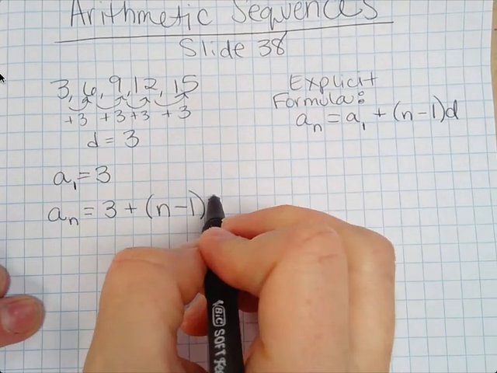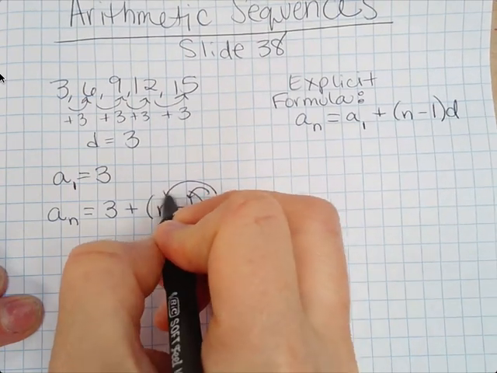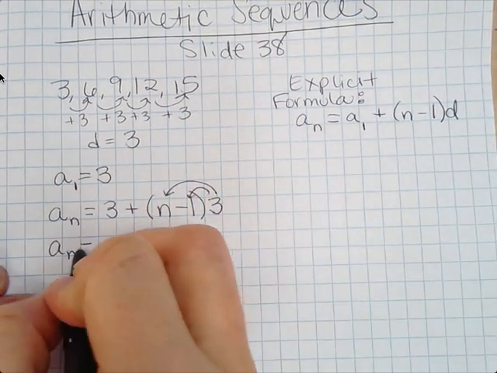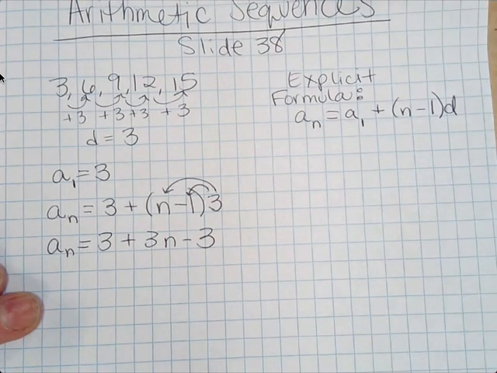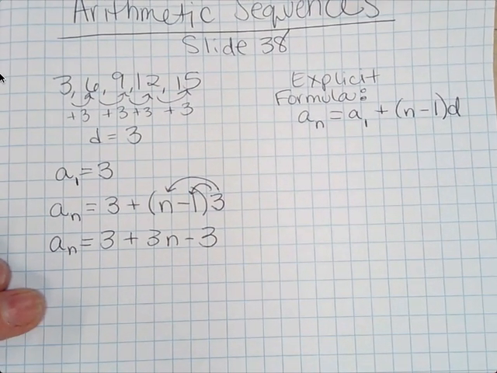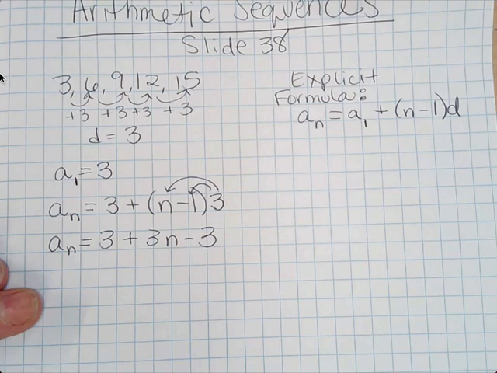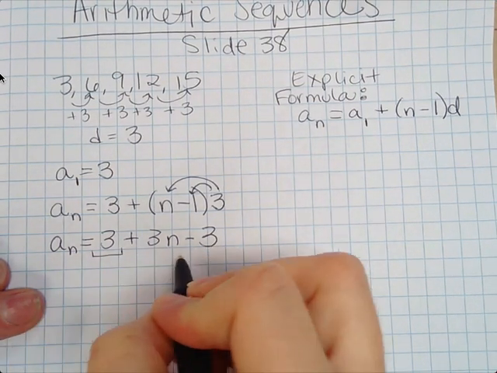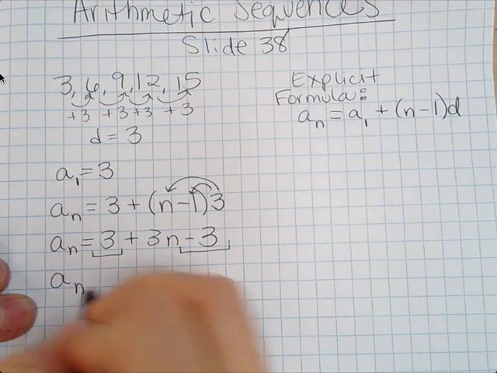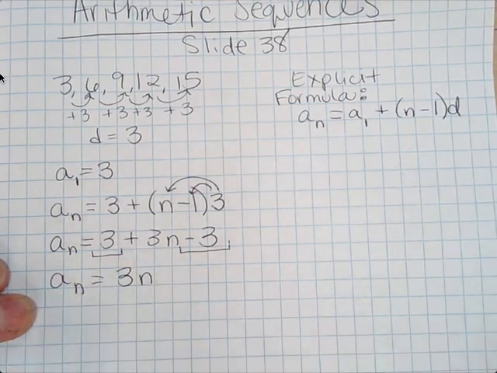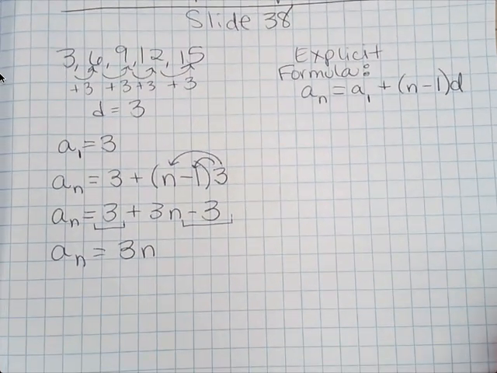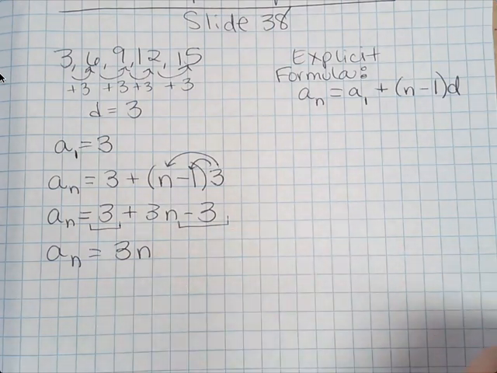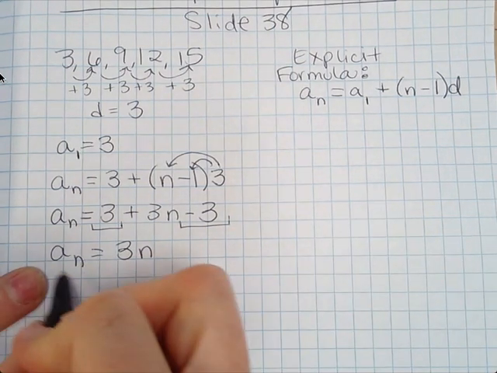So we need to distribute the 3. So a subscript n equals 3 plus 3n minus 3. Then we're combining like terms. So we get a subscript n equals just 3n, where n is your nth term.